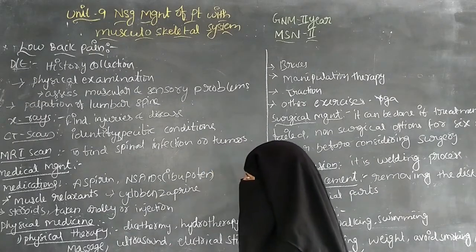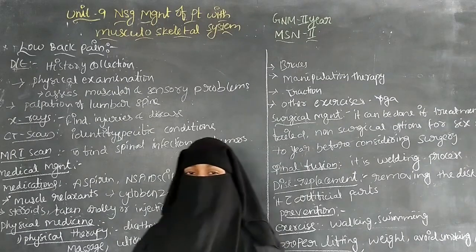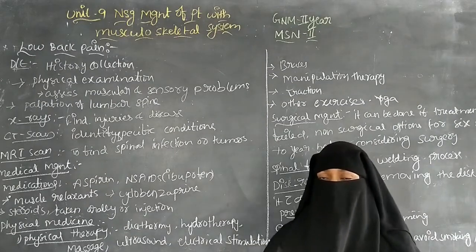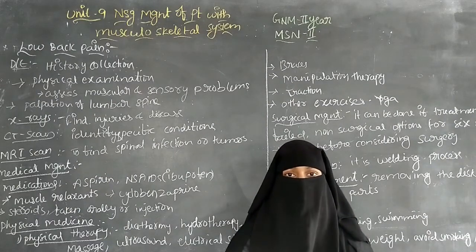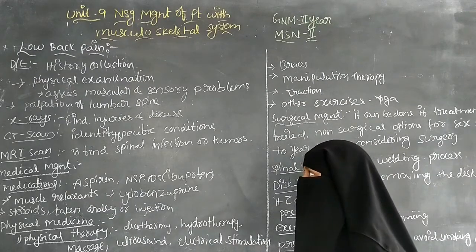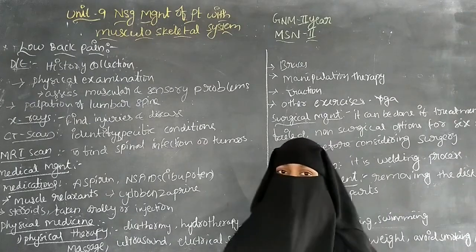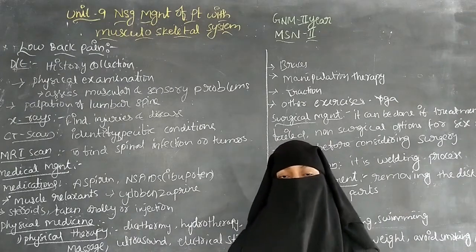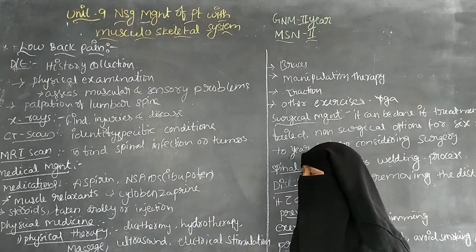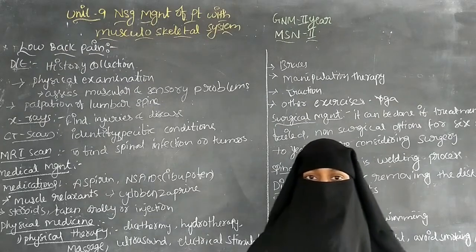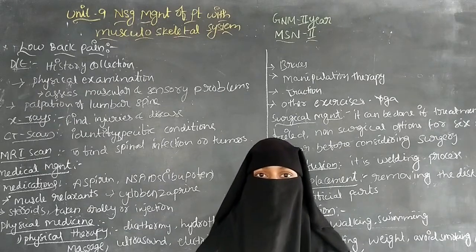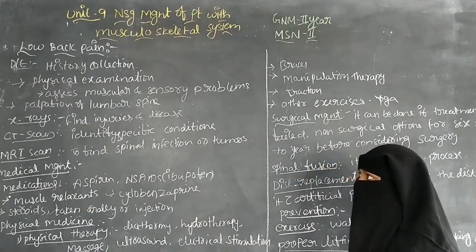And palpation of the lumbar spine. With the fingers we can palpate the spine, to check whether any inflammation or tenderness is present. Palpation means using the fingertips to feel the underlying structures. So in this palpation the lumbar spine can be palpated, and we can identify whether inflammation or tenderness is present.